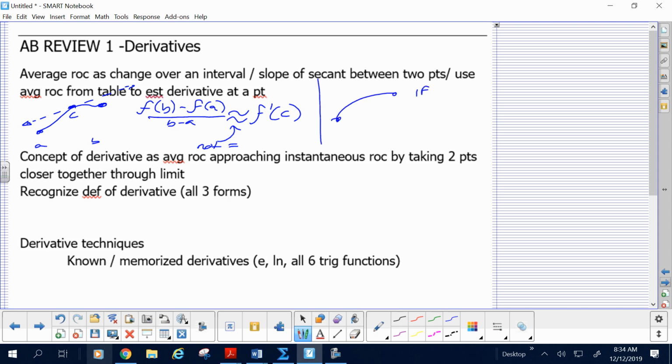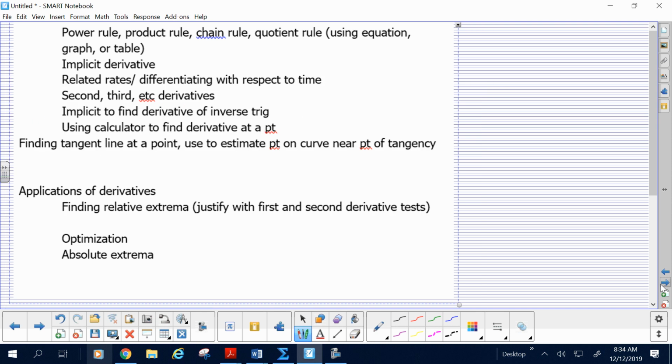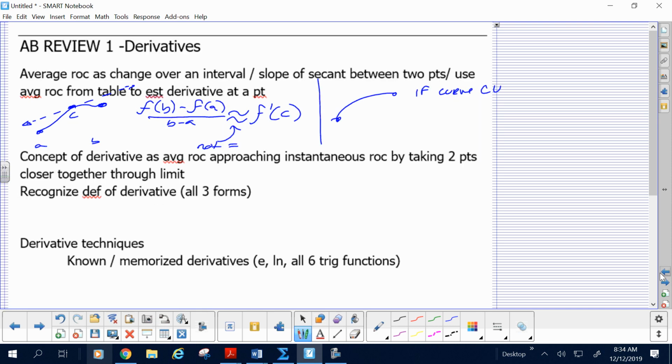If a curve is concave up, is this, do I have tangent line? It's later, isn't it? Never mind, that's later, sorry, scratch that, okay.